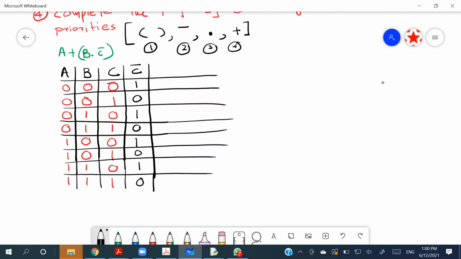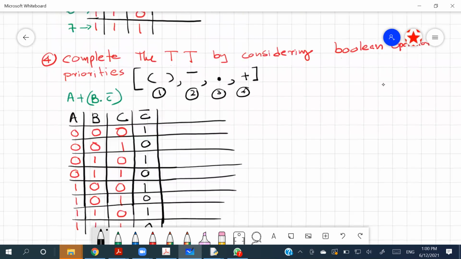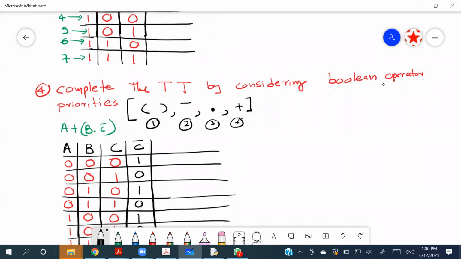Right? So I'm inverting the bits of the C column. Do you get this up to this point? Is it clear? Right, brilliant. And then what we are going to do is, now the NOT operator is done.